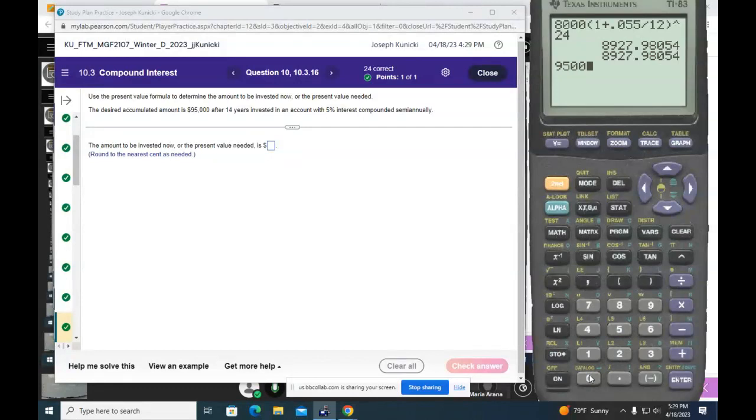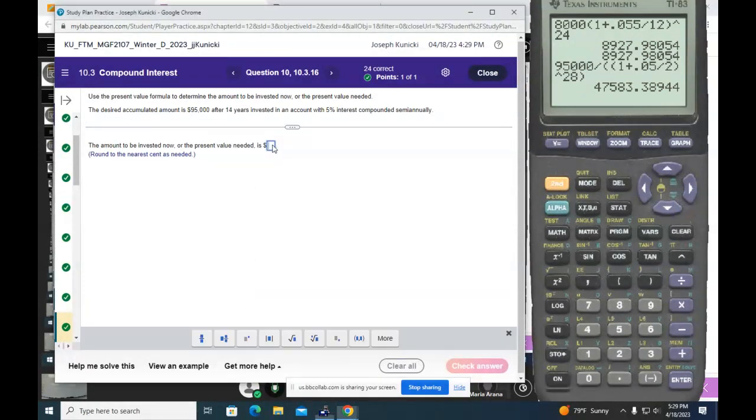So that 95,000 goes in the numerator, A, and then I divide by, it's a double parentheses, 1 plus R over N, which is 0.05, and it's compounded semi-annually, so N is 2. So I divide it by 2, and then caret, the exponent's 14 times 2, right? 28, parentheses. So I need $47,583.39 right now.